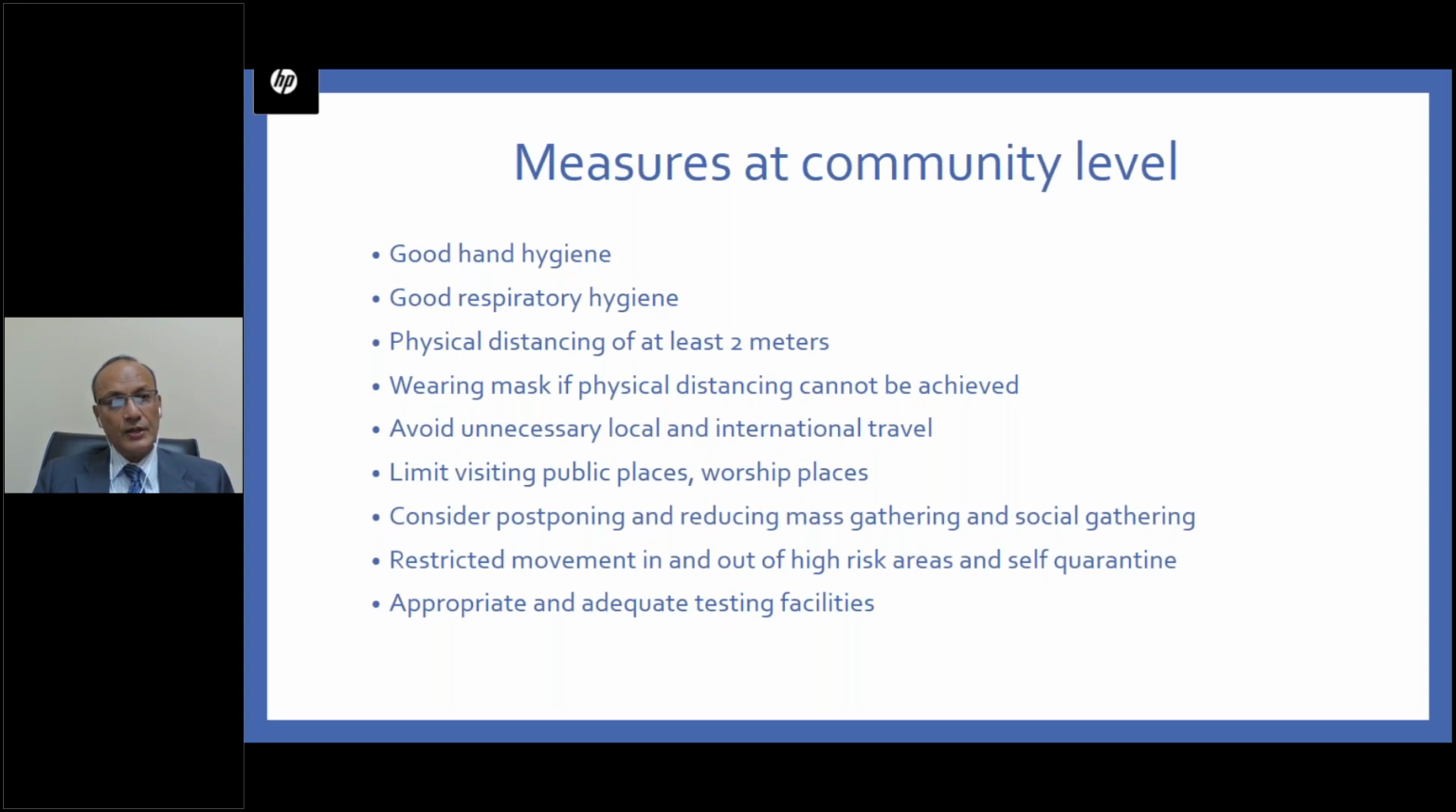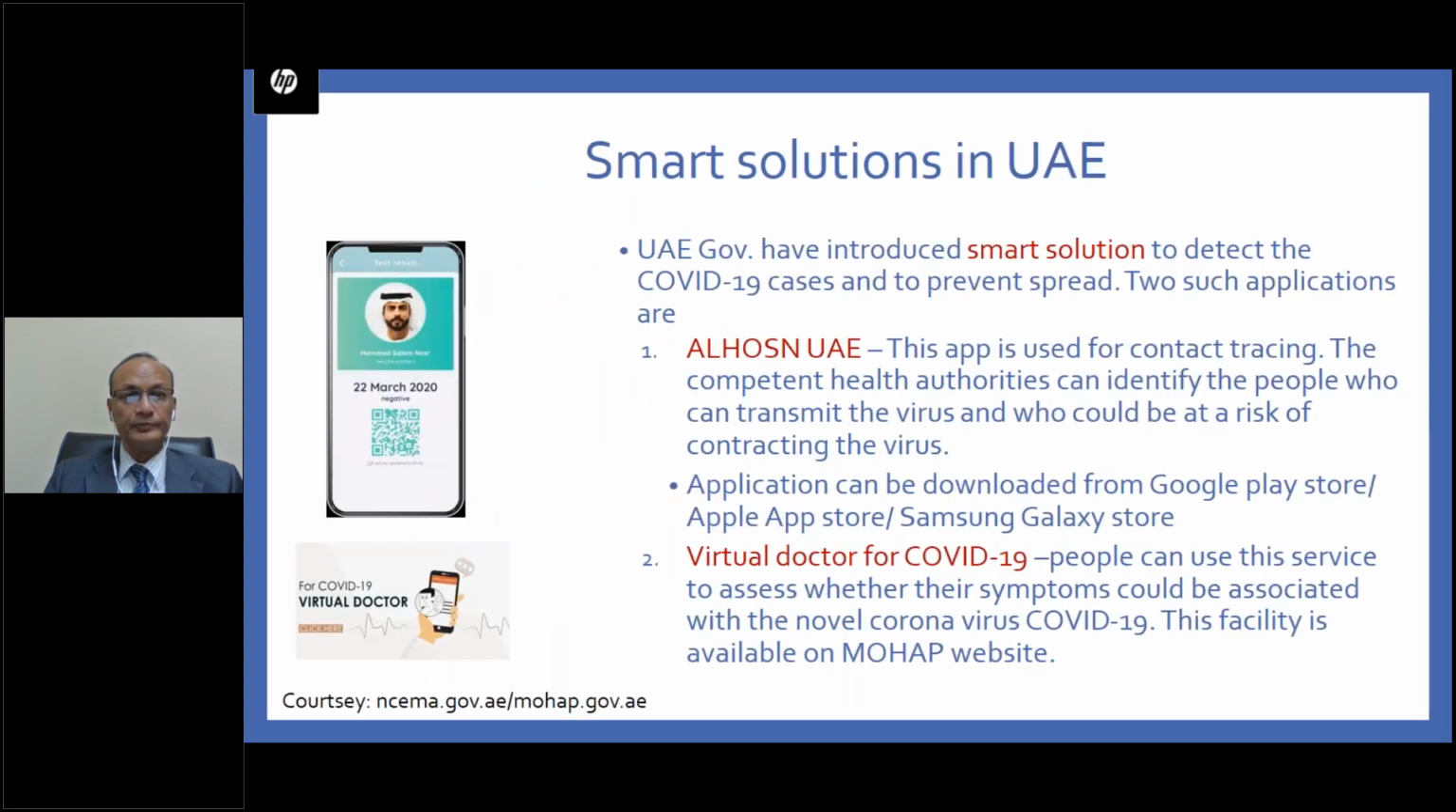Some of the measures which can help contain the spread at the community level, again to emphasize, which is to be followed by individuals: good hand hygiene, respiratory hygiene, physical distancing, wearing a mask, avoiding unnecessary travel, limiting visiting the public places, considering postponing and reducing the mass gatherings or the social gatherings, restricting the movements in and out of the high-risk areas, and self-quarantine. And last but not least, appropriate and adequate testing facilities to detect the COVID infections.